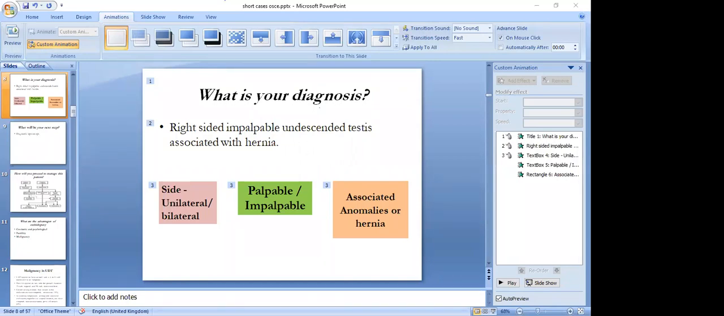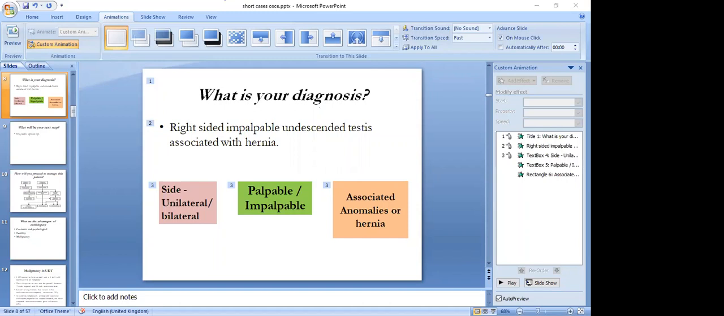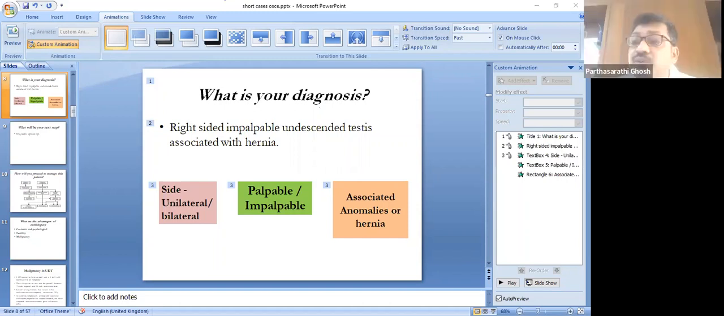As the testis is impalpable, sir, usually I can go with USG of the bilateral inguinal scrotal region, and even with MRI, it's difficult to find the testis in the abdomen. So I can go for diagnostic laparoscopy. I will proceed further depending on findings in laparoscopy. So in this case, practically, you can directly go for diagnostic laparoscopy.